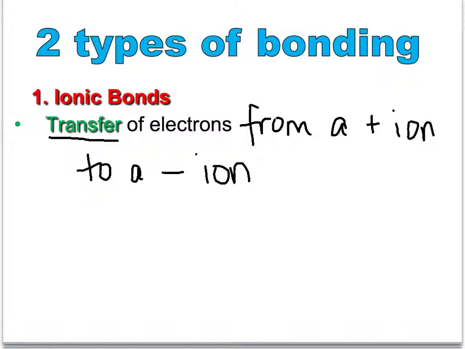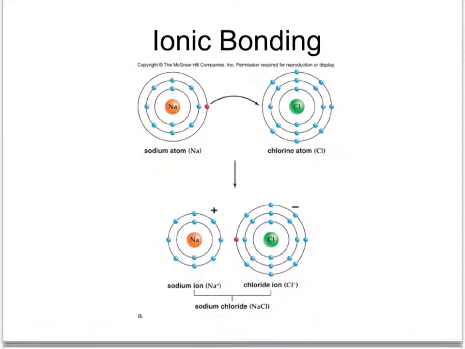I'm just going to remind you as I'm writing this down that you should also be writing some notes down unless this is complete review for you. So here's an example of ionic bonding. Here we have a sodium atom. You can see it has this one valence electron in its outermost shell. So it's unstable at this point, and it would really like to get rid of that one valence electron.